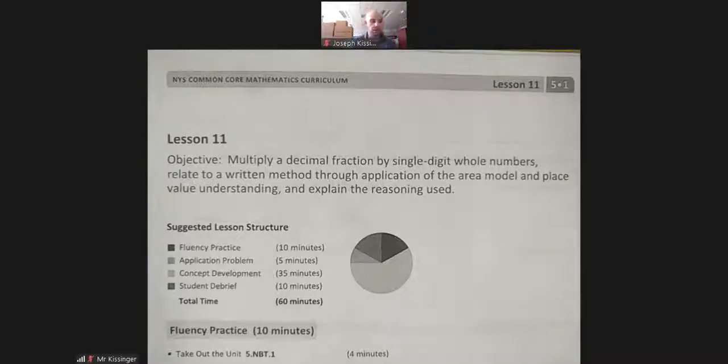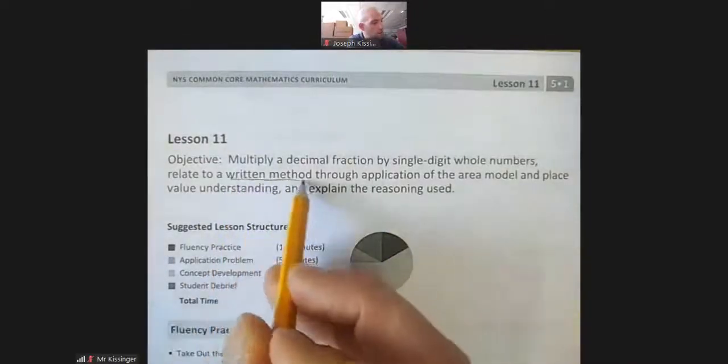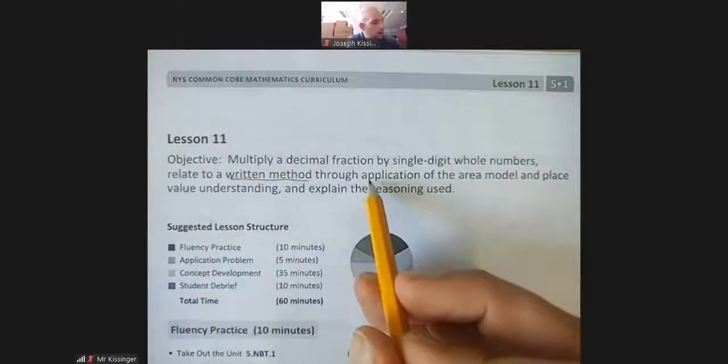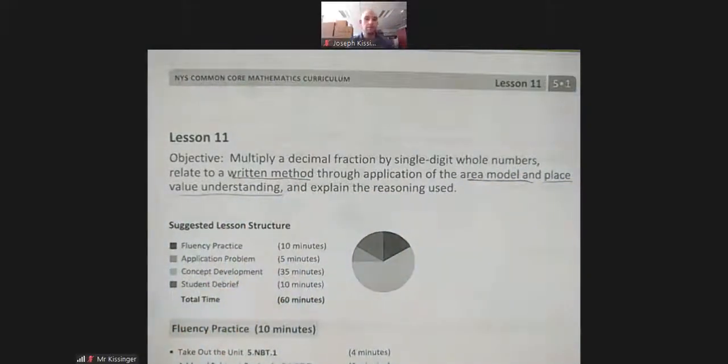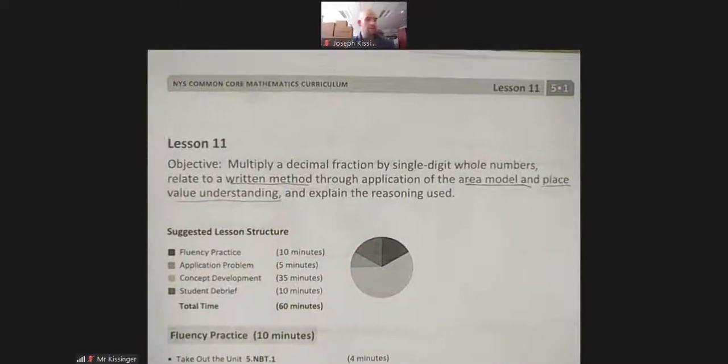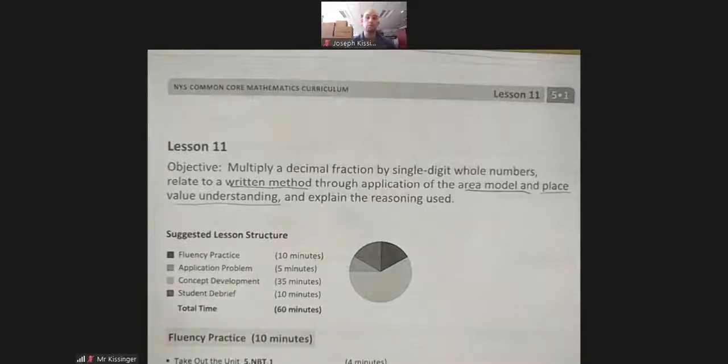Today our objective is to multiply a decimal fraction by single digit whole numbers, relate to a written method through application of the area model, and place value understanding, and explain the reasoning used. So we're going to use both a written method and an area model, as well as those place value charts that we've been using to get a better understanding of how to multiply decimal fractions, which is just a fancy name for numbers that have decimals in them.